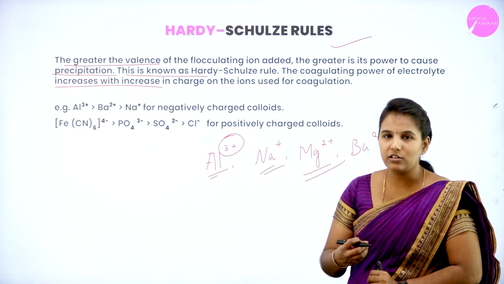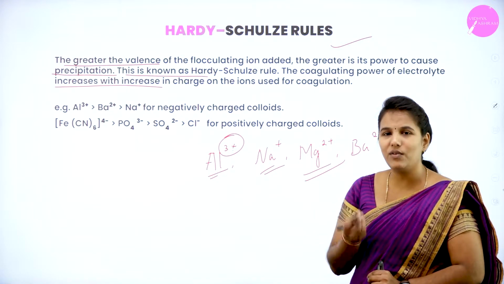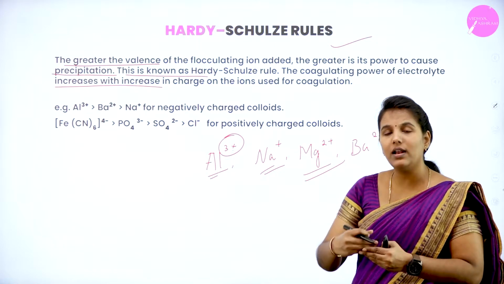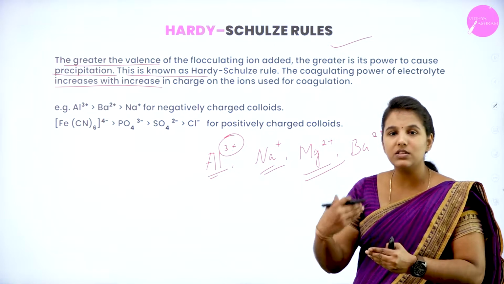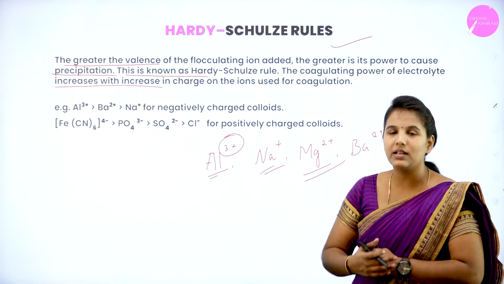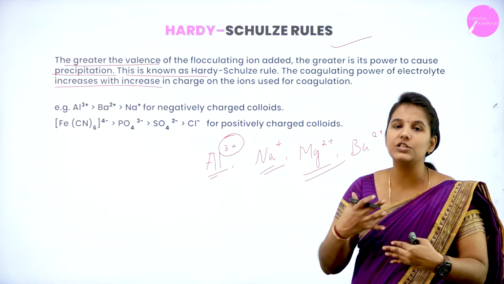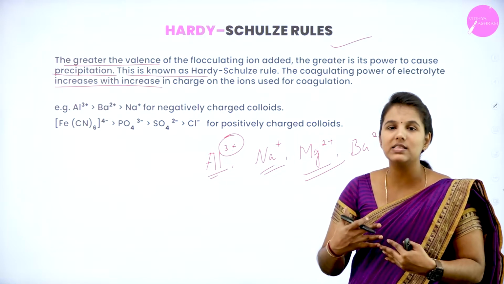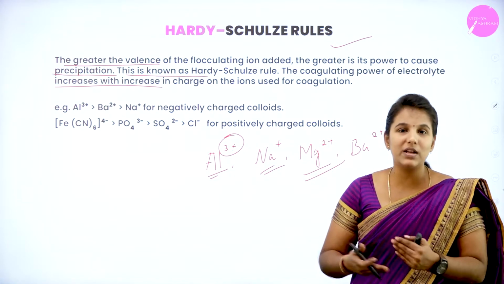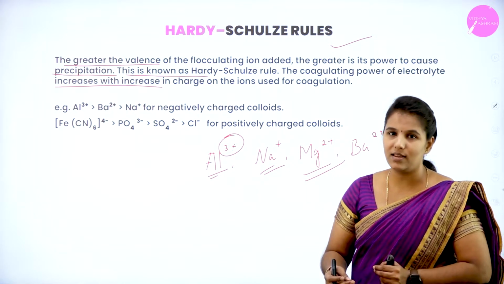If the electrolyte has a greater valence, it will coagulate the colloidal particles to a great extent, so the process of coagulation will increase, or we can say the process of precipitation formation will increase.